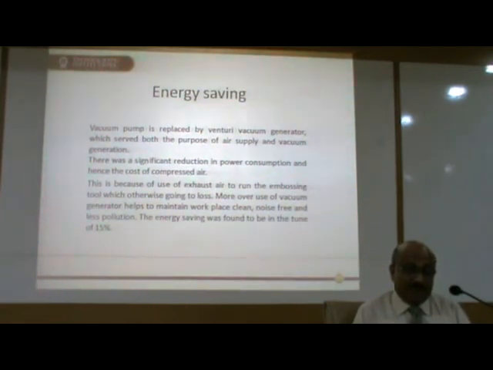So what was the energy saving? The vacuum pump is replaced by the Venturi vacuum generator, which served both the purpose of air supply and vacuum generation. There was a significant reduction in power consumption and hence the cost of the compressed air. This is because of the use of exhaust air to run the embossing tube, which otherwise would go to loss. Moreover, use of vacuum generators helps to maintain a clean, noise-free workplace with less pollution. The energy saving was found to be in the tune of 15%.